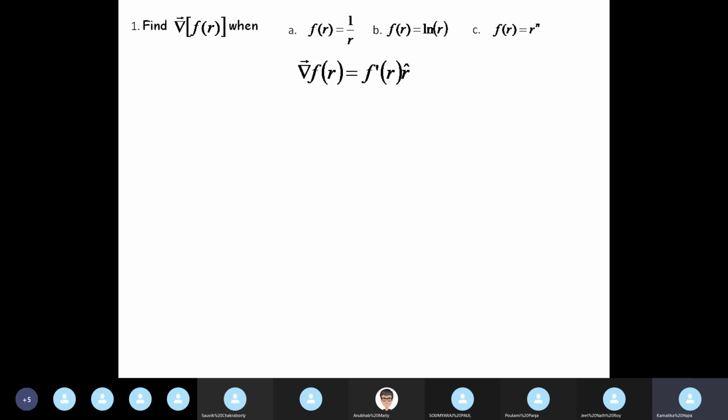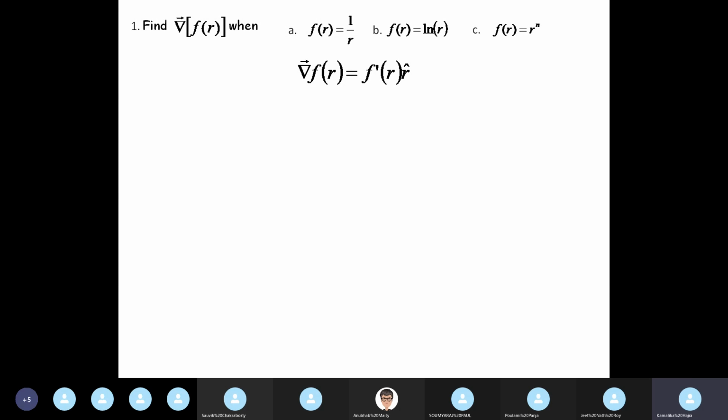Are you doing the problems? The moment you finish, please unmute and tell me. Has anyone completed the first one? Come on, what is the first derivative? What is f prime r when f of r is 1 by r?